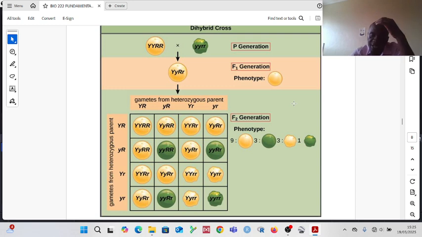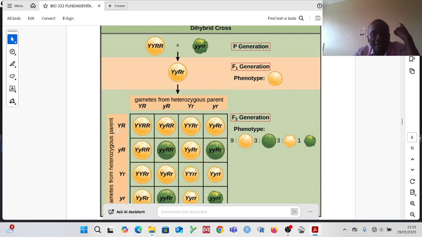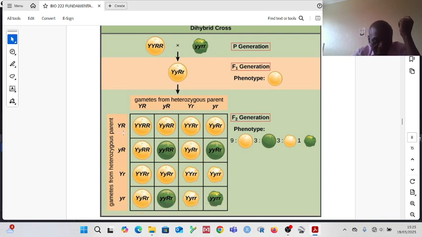So when we self the F1, the YR that are dominant, both of them from one parent male and another parent which is female, they'll give us a homozygous dominant. Then the Y and R which are dominant, when they cross with a recessive y and a dominant R, they still give us a Y dominant which masks the recessive y, but the two R's were dominant. So you end up with a yellow round.